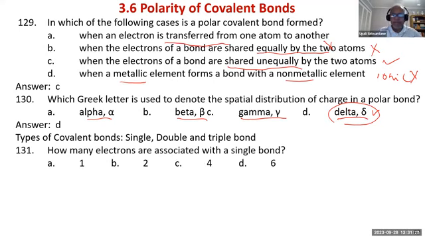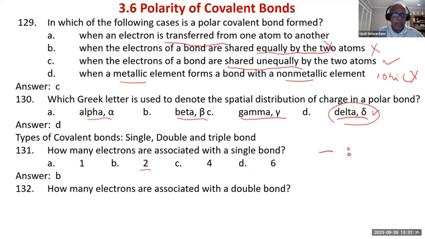How many electrons are associated with the single covalent bond? Single covalent bond is a dot or two dots or a line. That's two electrons. Double bond is four electrons. Therefore, answer is C.